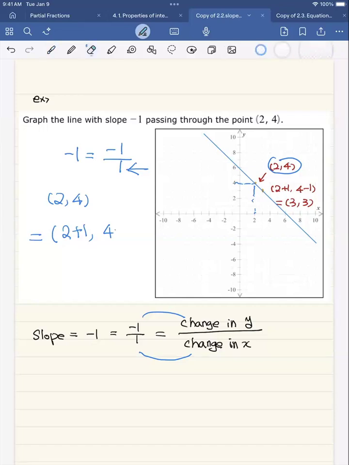And when x changes by 1, y changes by -1. Let's write down original number first, 4 plus -1. So it must pass 3 and 3. So I plot at 3 and 3, and we join these 2 points to finish the problem.